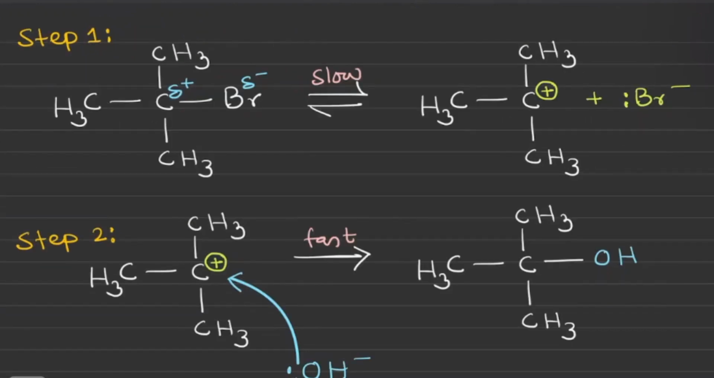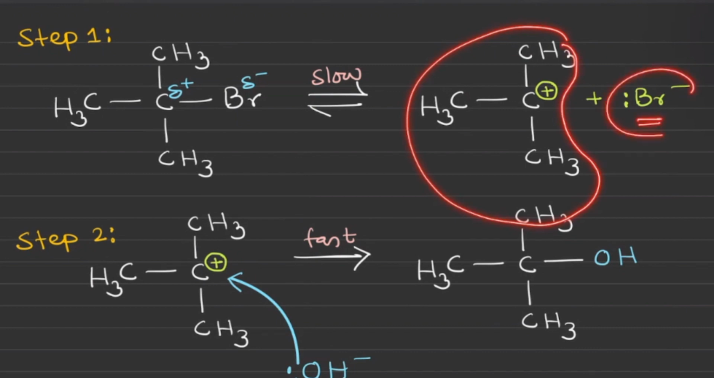This reaction occurs in 2 steps. In step 1, the carbon-bromine bond or the carbon halide bond undergoes a heterolytic bond fission to produce a carbocation and the halide ion, or in this case the bromide ion.